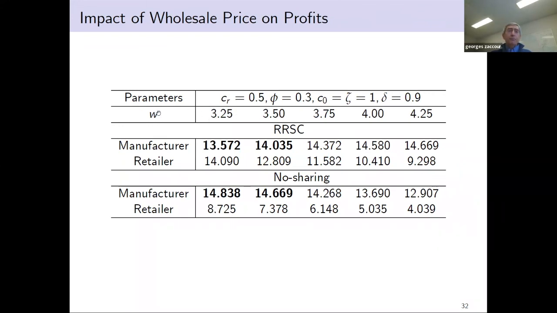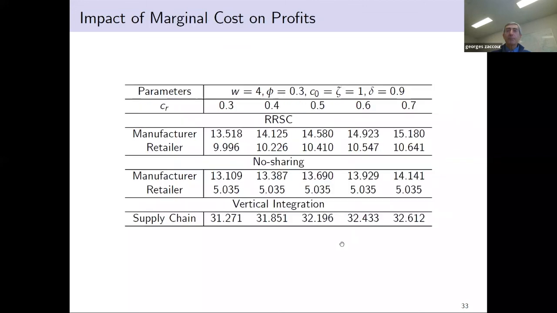Now, in terms of the impact of the wholesale price, as it is exogenous, we can run a simulation with different values. And what we see here is that, again, for some values, the revenue sharing contract is not Pareto improving for the manufacturer. For instance, if the wholesale price is at this value or that value, the manufacturer would be losing by accepting a revenue sharing contract. So again, this is a nice result in the sense that it shows that this revenue sharing contract can do a lot of miracles, but not always.